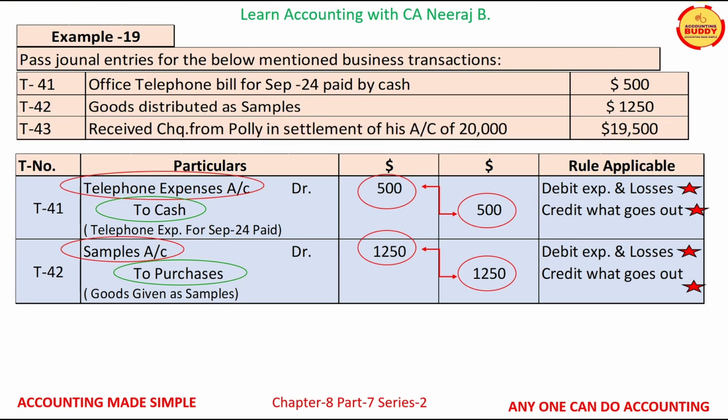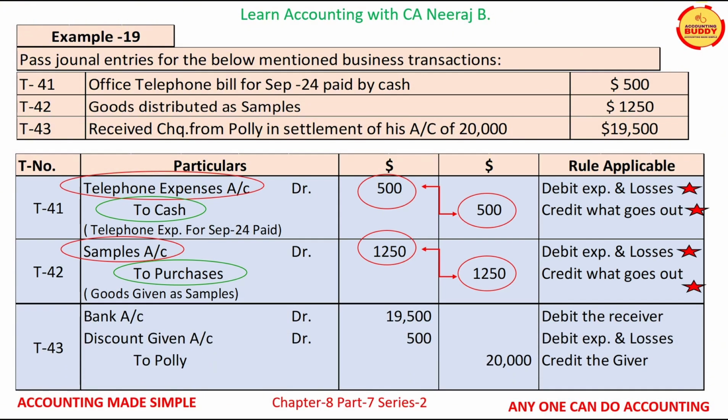Transaction T43 is a check of $19,500 is received from Polly to settle his outstanding amount of $20,000. The accounts which are getting affected by this transaction are bank account, discount given account, and Polly's account.